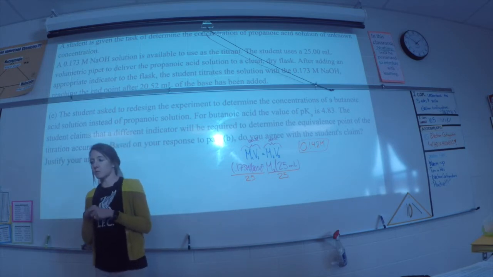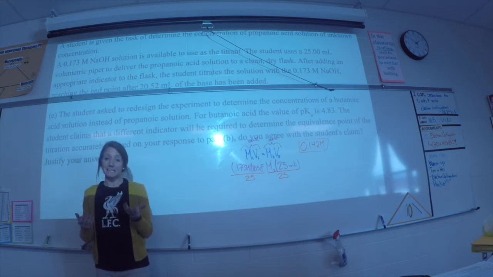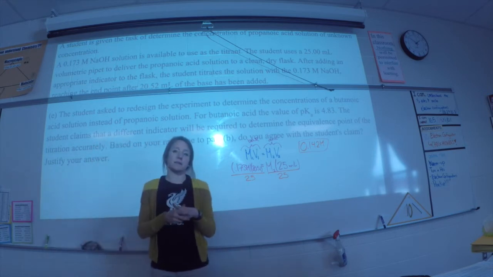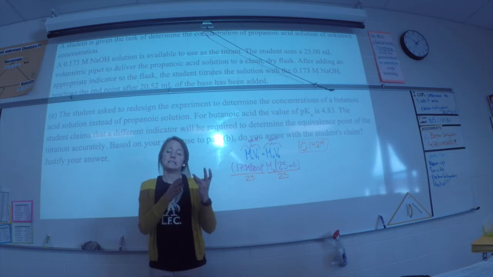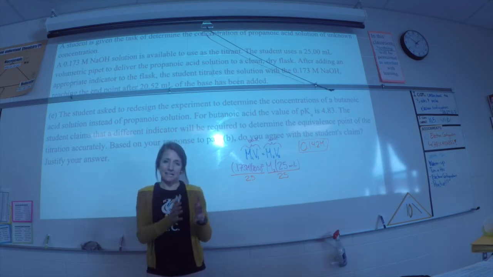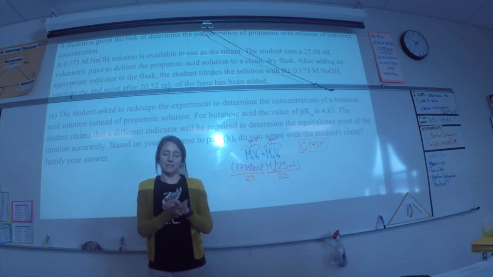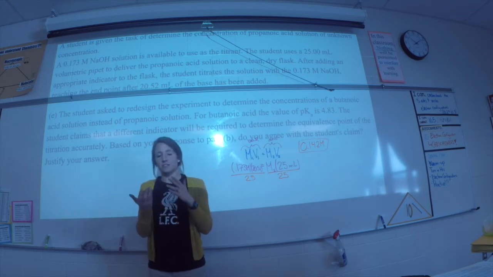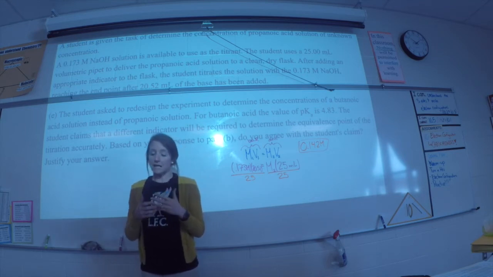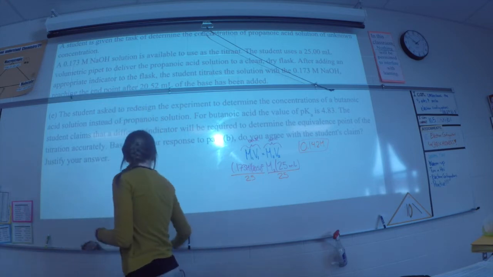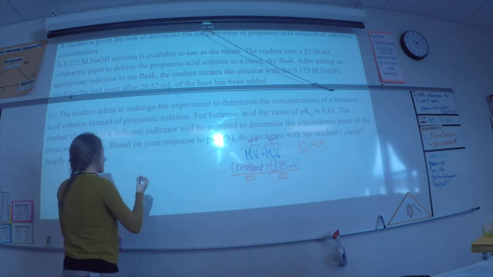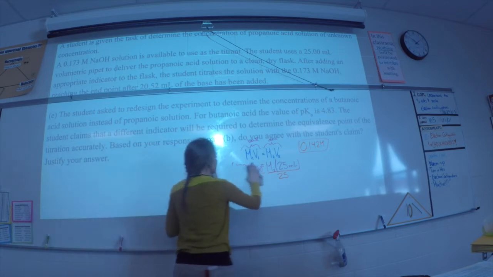So the logic behind this question for picking an indicator, the way we pick an indicator is we compare the pKa of the acid that we're titrating to the pH that we want, or the pH of the equivalence point. So if you take the answer we got from part B, this is what you would talk about in your justification.